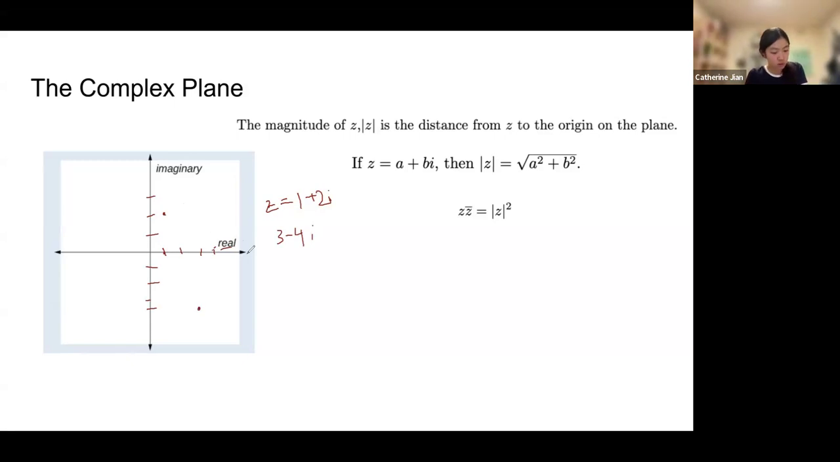And some properties that we could say about this: if c is 1 plus 2i, then negative c is negative 1 minus 2i, so it would be here. And we see that it's just like a 180-degree rotation around the origin. I'll label this c, and then this is negative c.